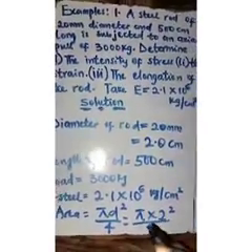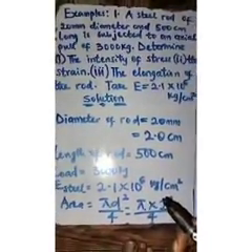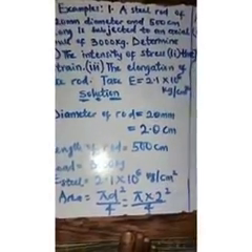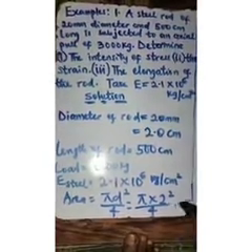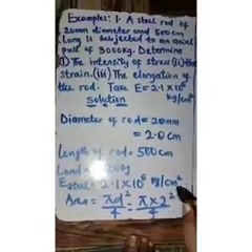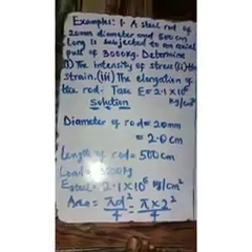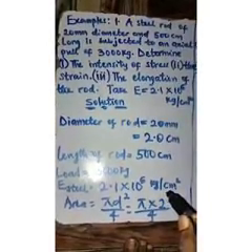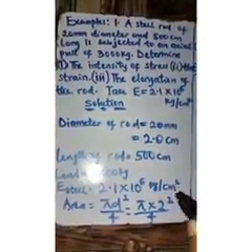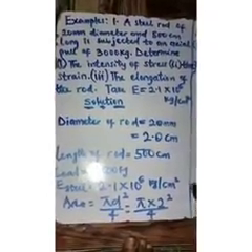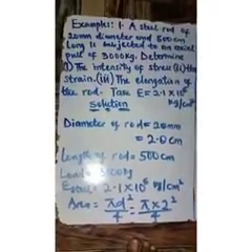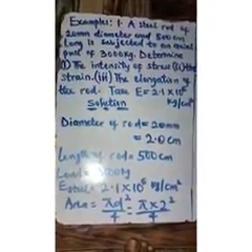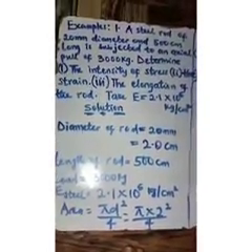So this is an example. The question says a steel rod of 20 mm diameter and 500 centimeter long is subjected to an axial pull of 3000 kg. Determine: 1. the intensity of stress, 2. the strain, 3. the elongation of the rod. Take E as 2.1 times 10 raised to the power 6 kg per centimeter square.